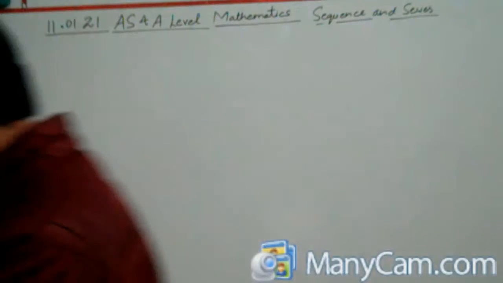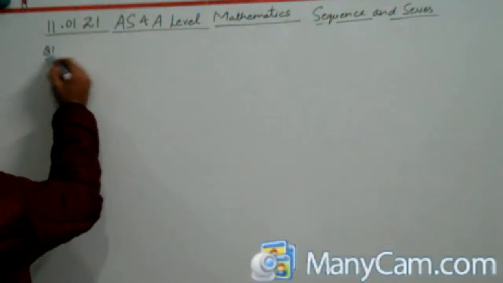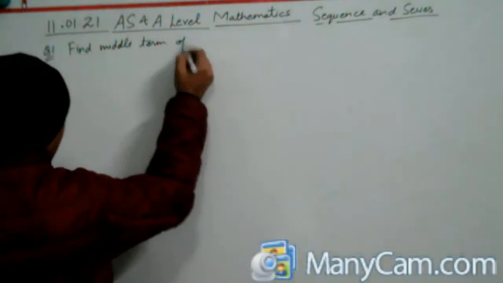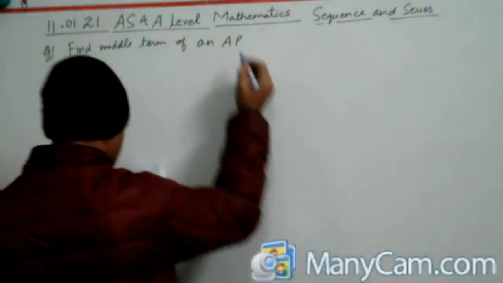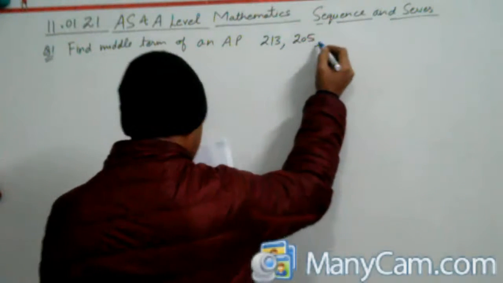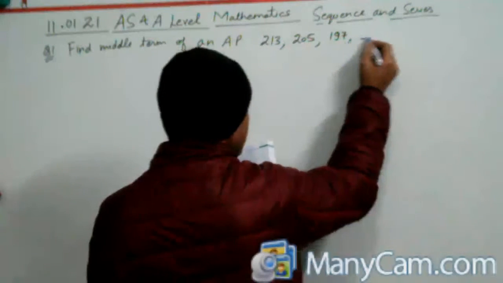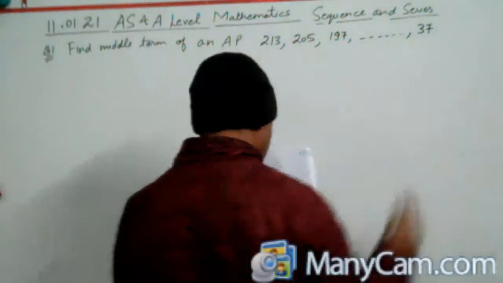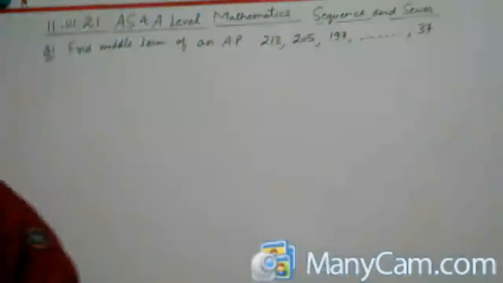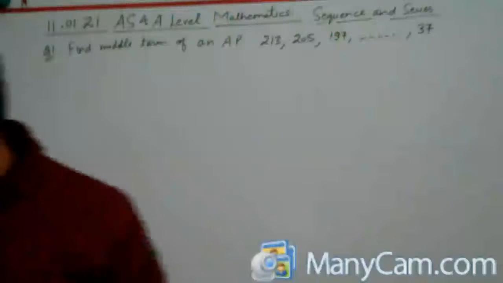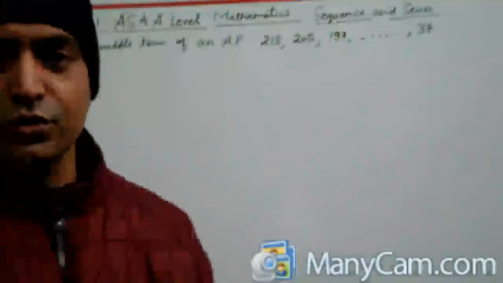So, my first question is: find the middle term of an AP that is 213, 205, 197, and so on, up to the last term, which is 37. Find the middle term of this AP: 213, 205, 197.